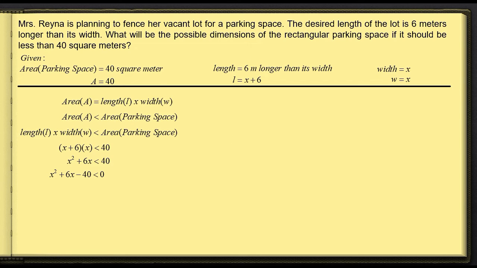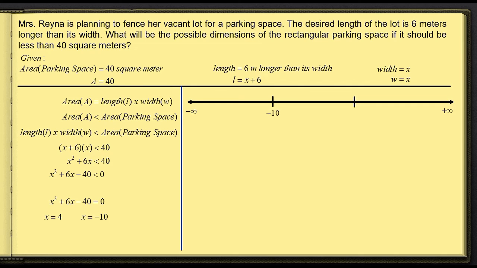The first step in solving quadratic inequality is to transform this inequality into an equation. So this time, our equation will be x squared plus 6x minus 40 equals 0. And by solving this equation by any method, you will have x as 4 and negative 10. Let us plot these roots in a number line. Of course, negative 10 should be here because negative 10 is less than positive 4.